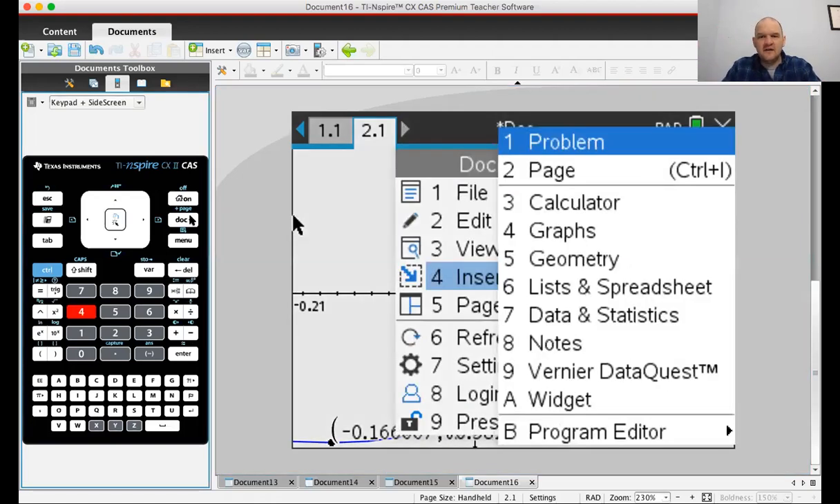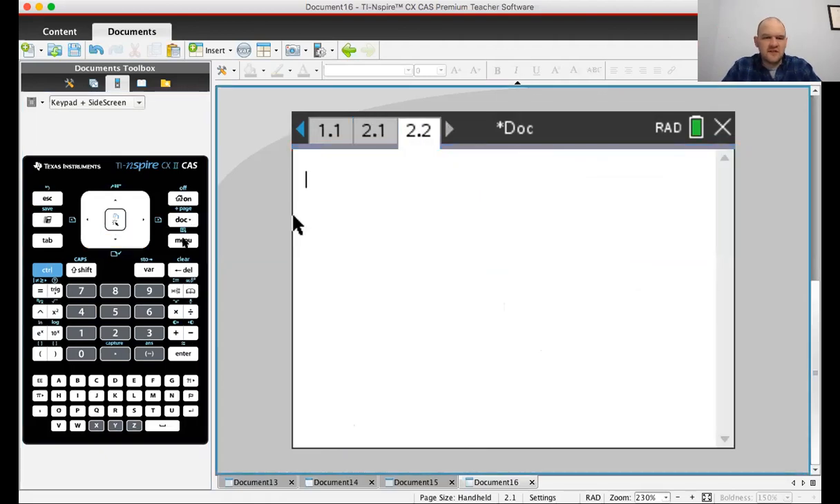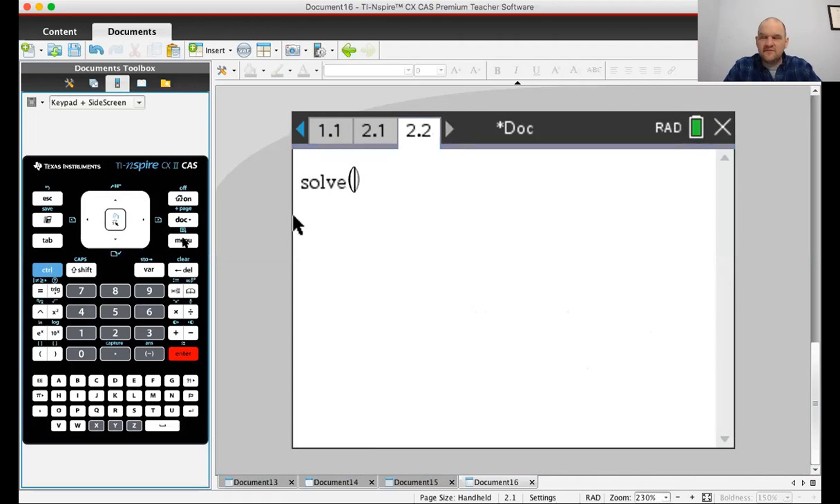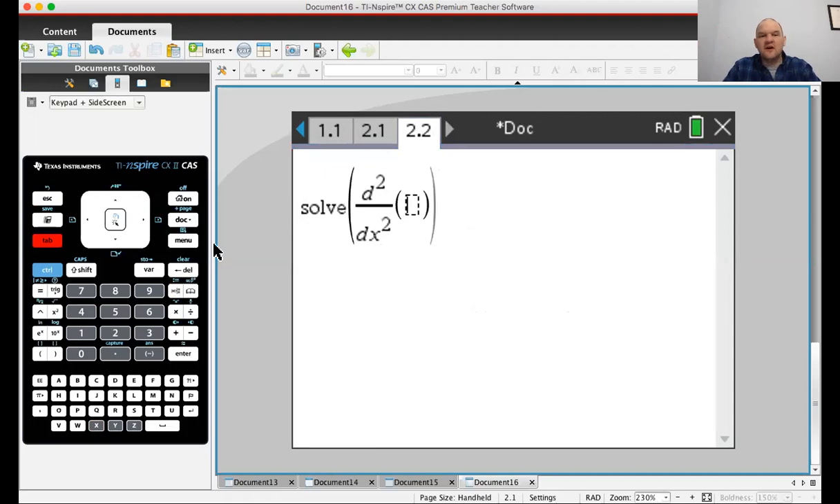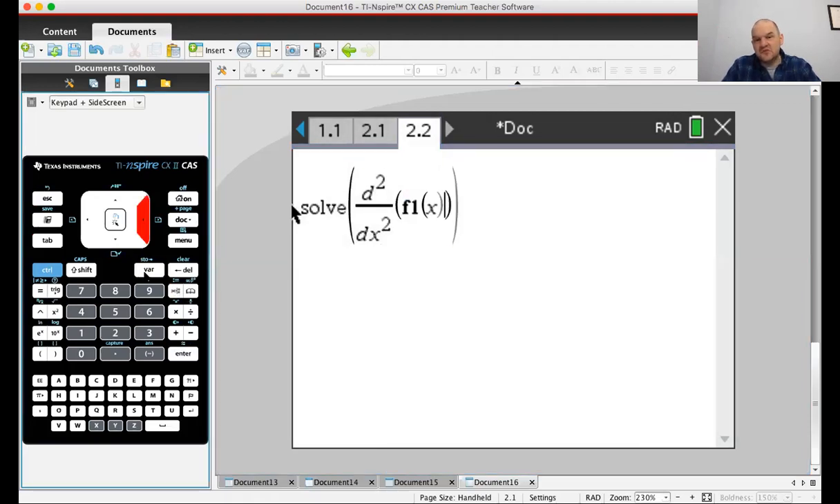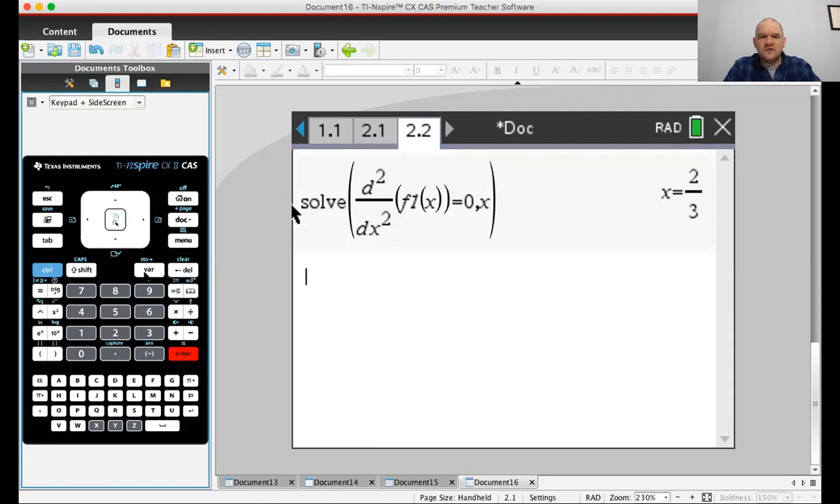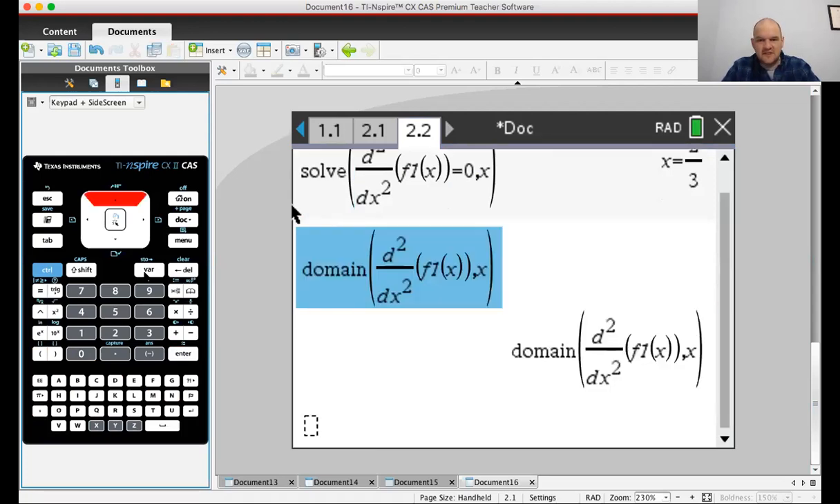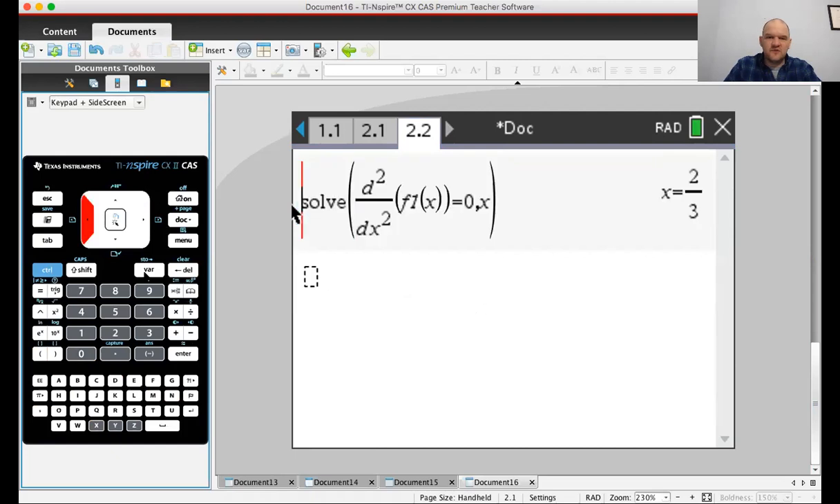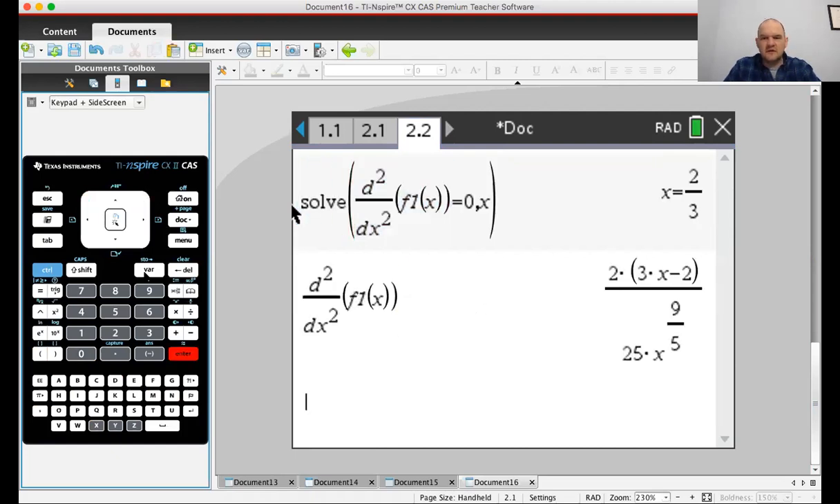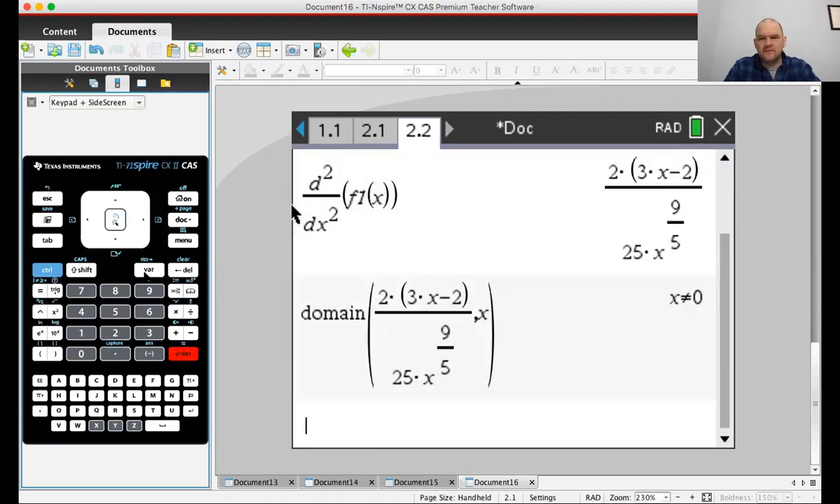If we add a calculator page, let's solve, menu 3.1. Let's solve the second derivative. So the second derivative with respect to x of our function, which is currently in f1, so let's just use that, equals 0. Oh, this won't do it either. Equals 0 for x. What if I do domain of the second derivative, where x is the variable? Okay, that did nothing. What if I find the second derivative and then ask for the domain of the answer? X is not equal to 0.